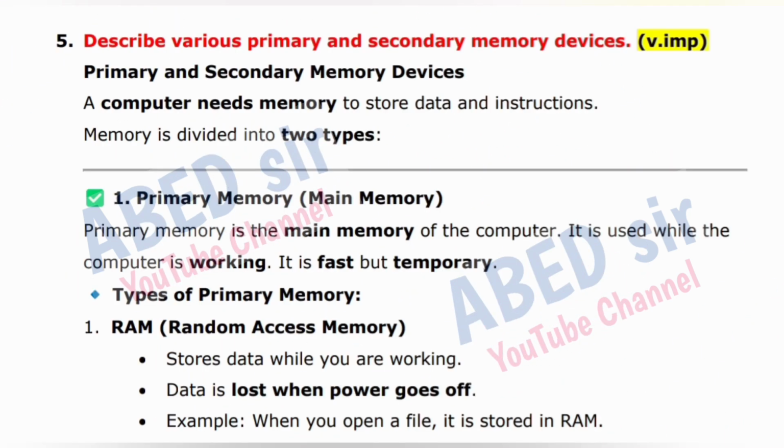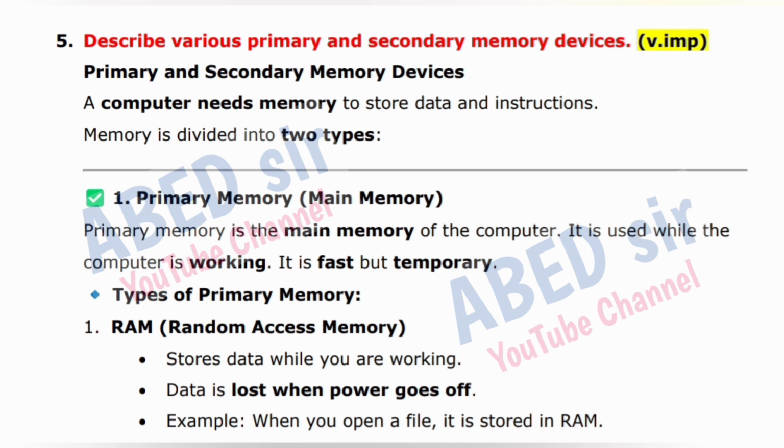Describe various primary and secondary memory devices. Primary and secondary memory devices. A computer needs memory to store data and instructions. Memory is divided into two types. 1. Primary memory, main memory. Primary memory is the main memory of the computer. It is used while the computer is working. It is fast but temporary.